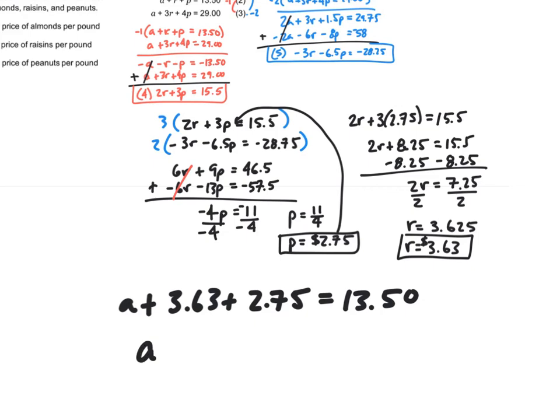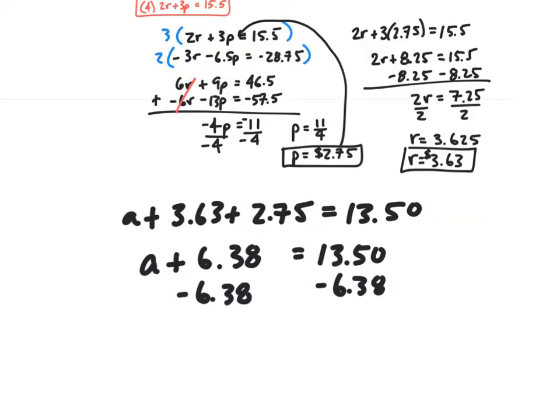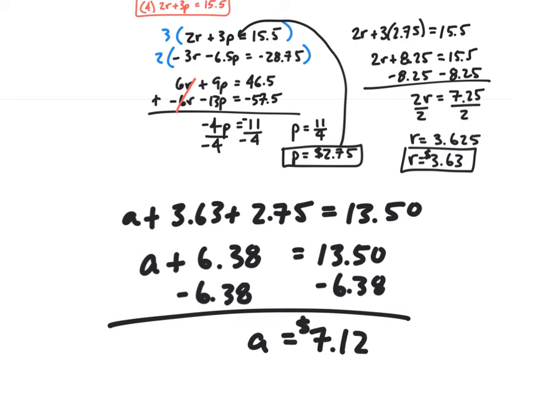So A plus $6.38 is going to give me $13.50. Okay, so subtract that from both sides. All right. And then I've got $13.50, so A is equal to $7.12. Okay. And that's what we've got.